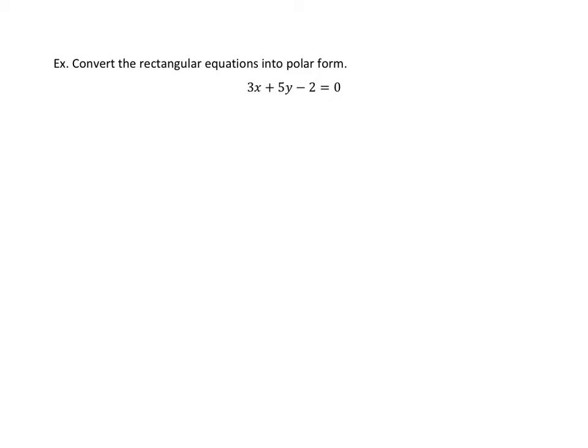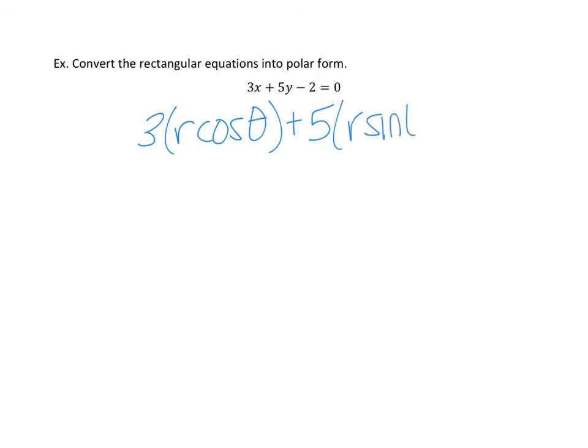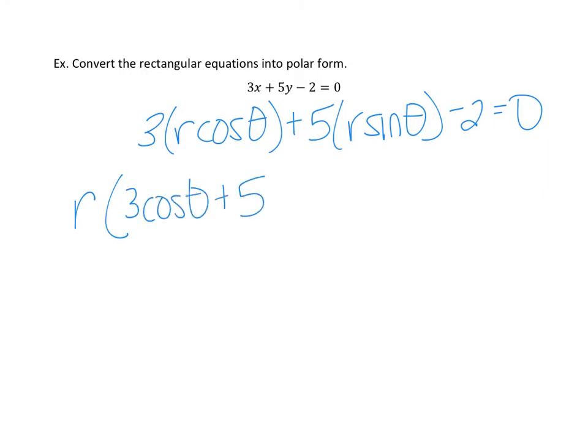All right, more substitutions, converting rectangular equations into polar form. 3 times r cosine theta plus 5 times r sine theta minus 2 equals 0. Actually what I'm going to do is take an r out. Since you want to solve for r, you want to try to only have one r if you can. So I'm going to factor out the r. That's going to leave me with 3 cosine theta plus 5 sine theta.